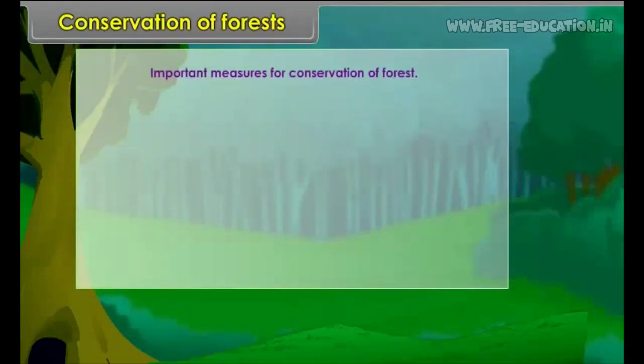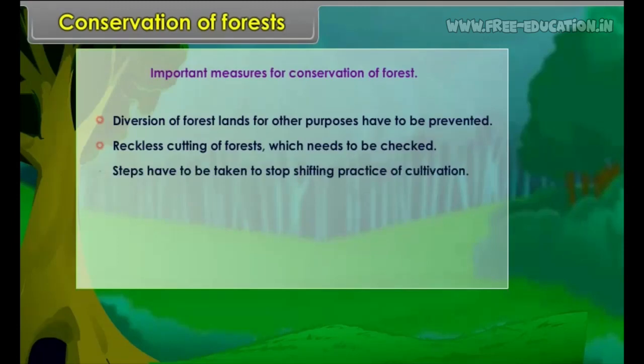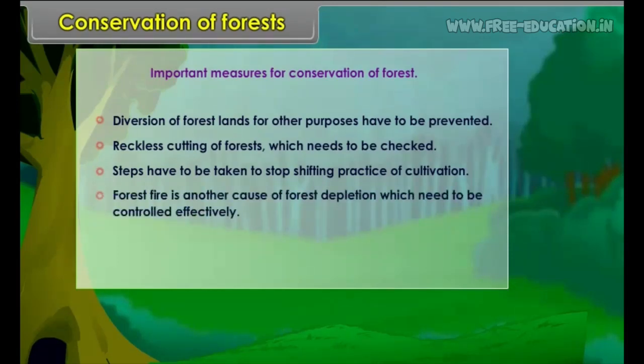Now, let us list some important measures for conservation of forests. Diversion of forest lands for other purposes has to be prevented. Reckless cutting of forests needs to be checked. Steps have to be taken to stop the shifting practice of cultivation. Forest fire is another cause of forest depletion which needs to be controlled effectively. Afforestation has to be taken up effectively.